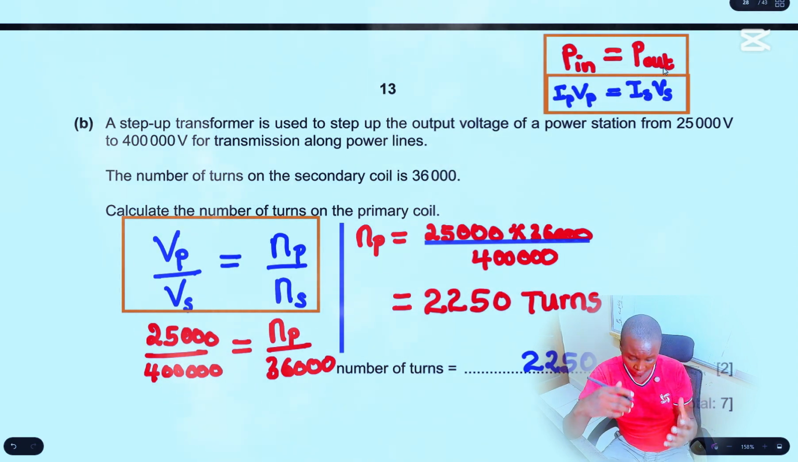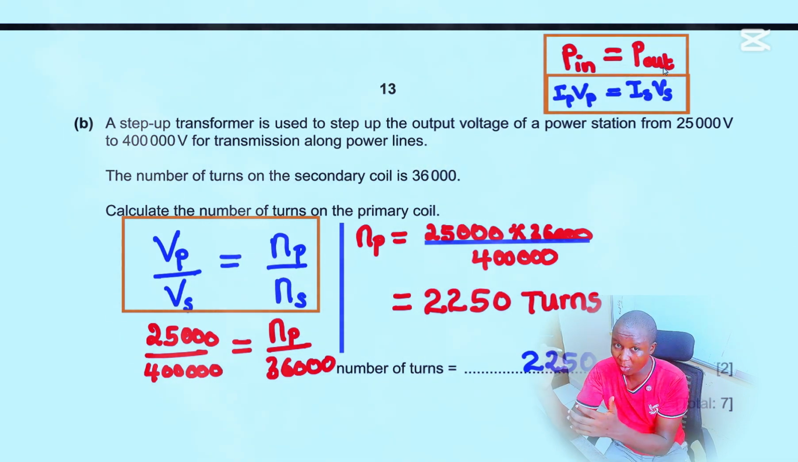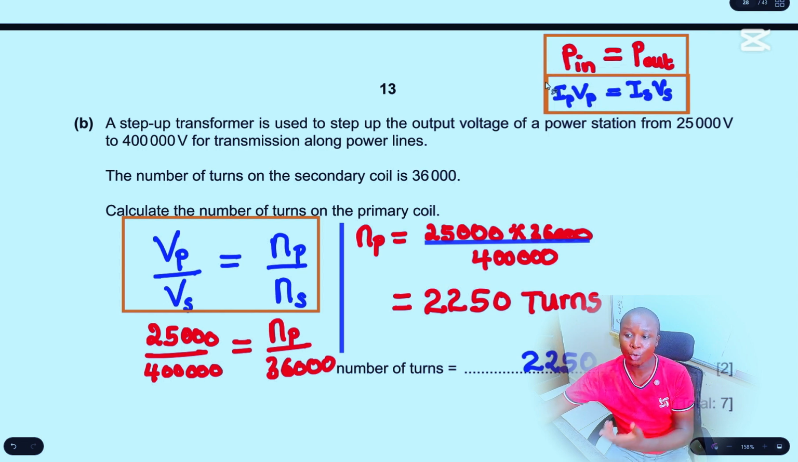If the transformer is 100% efficient, it means that the power input should be equal to the power output. And that is going to give us another formula, which is current in the primary coil times voltage in the primary coil should be equal to current in the secondary coil times voltage in the secondary coil, because power is equal to IV.